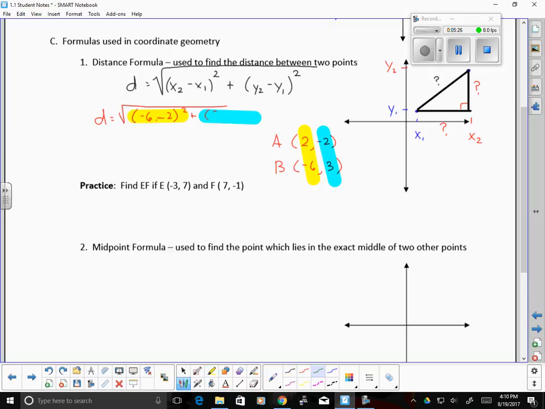So 3 minus a -2. And be careful when you're subtracting a negative because that becomes addition. So let's simplify a little bit. -6 minus 2 is going to be -8 squared. 3 minus a -2 becomes 3 plus 2.